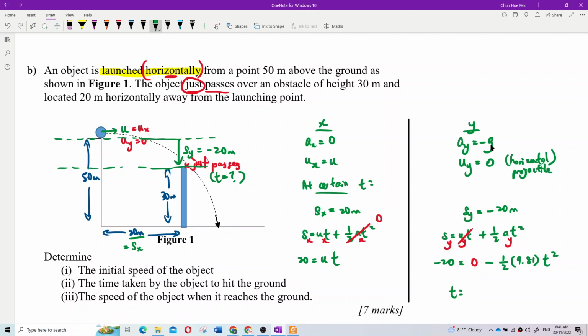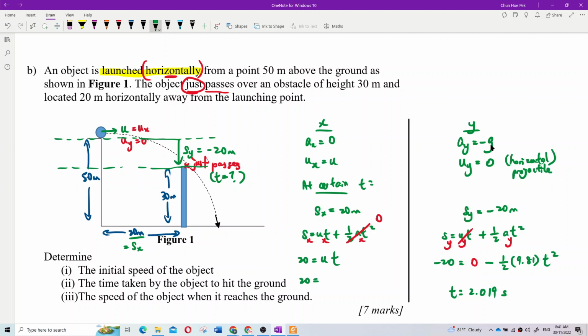So 9.81 divided by 2, and then what is the answer? Then negative 20 divided by the answer, and then square root the answer. Okay, the time is 2.019 seconds. I got the time already, so I can find my initial speed already.